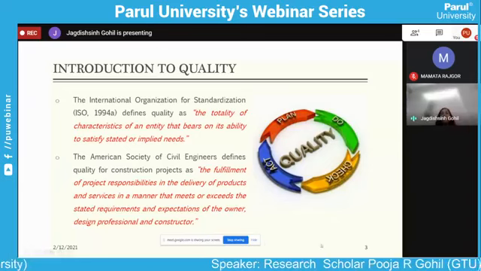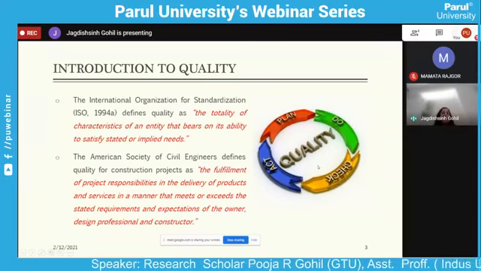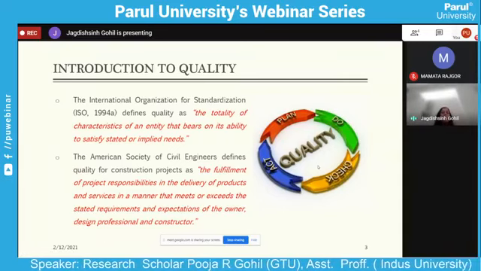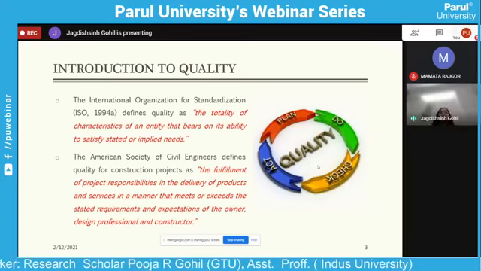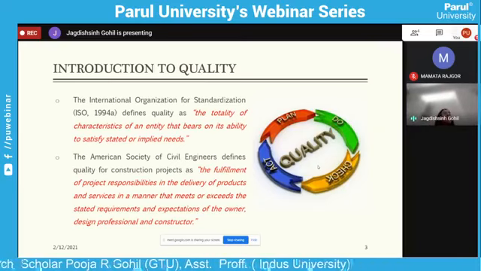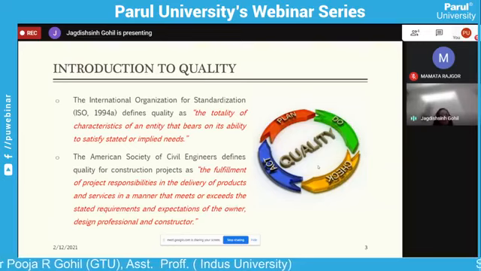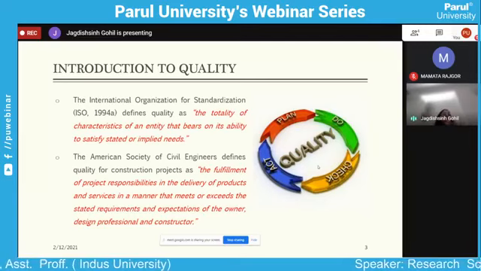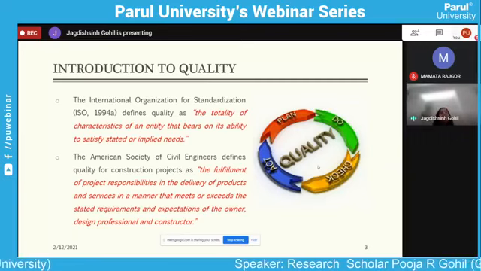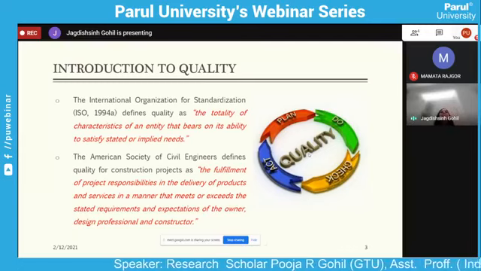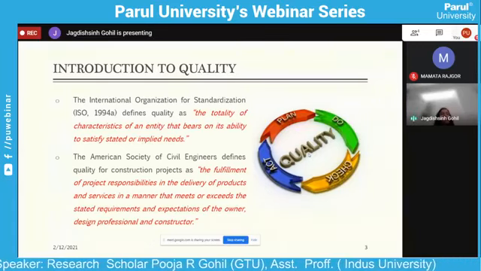The image over here, on the right side, is the PDCA cycle: plan, do, check, act. Why have I kept this image? Various gurus or philosophers have given different definitions for quality, and even various organizations give their own definitions. But one among them, Dr. Edwards, is known as the founder of quality, the father of quality. He has given one of the concepts, the PDCA cycle: plan, do, check, and act. That's why I have kept this image.